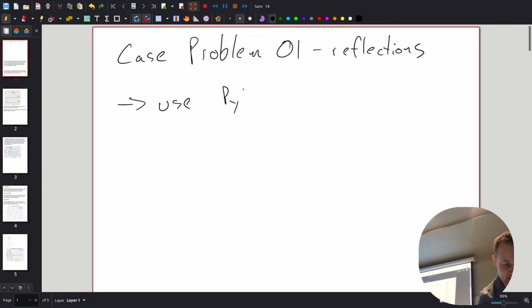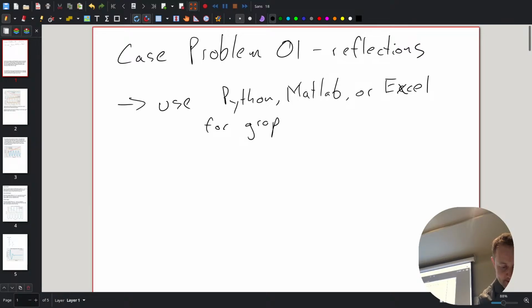use Python, MATLAB, or Excel for graphs.